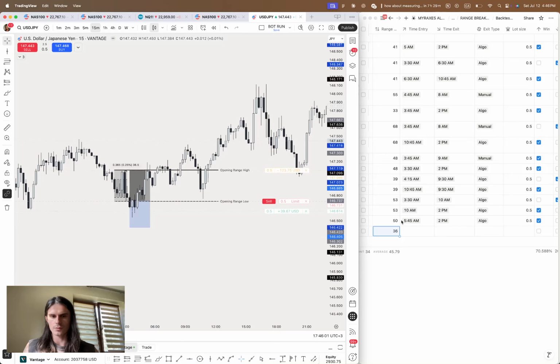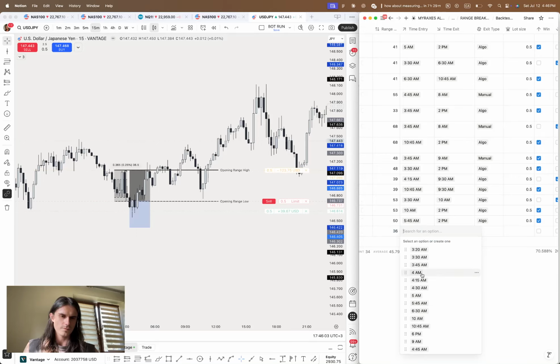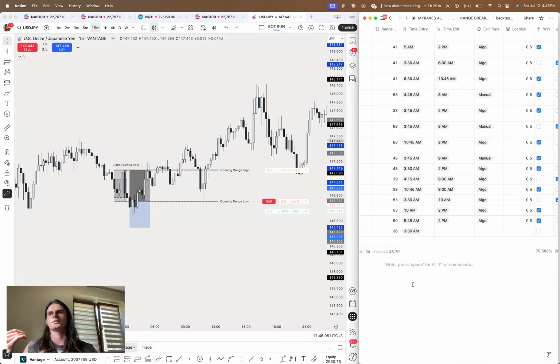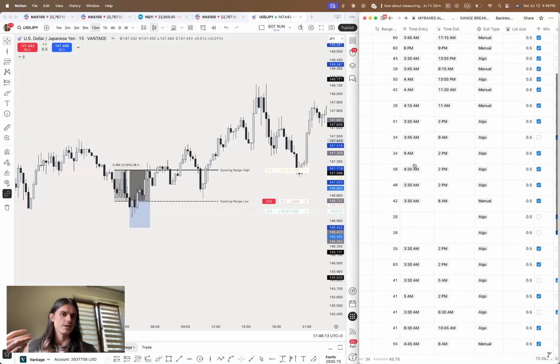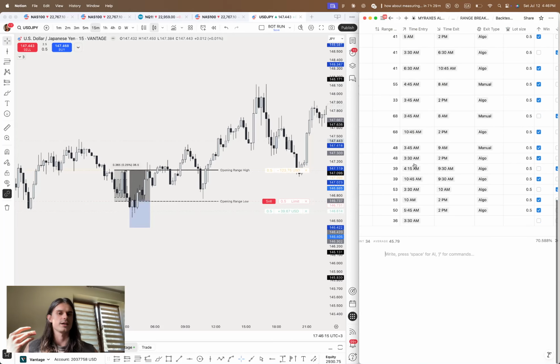Then my entry was at 3:30. I'm marking that because I can understand at what time I can expect the trade to pan out, and many times they repeat. As you can see over here, 3:30 happens many times.